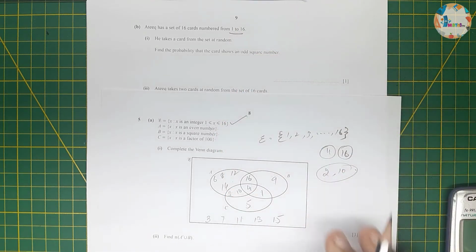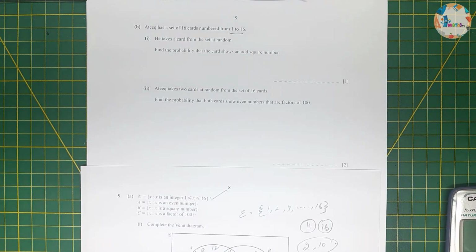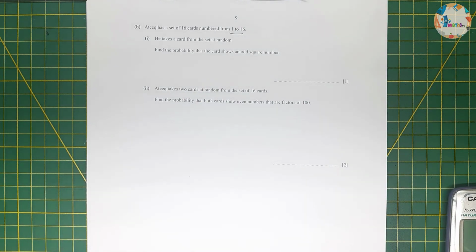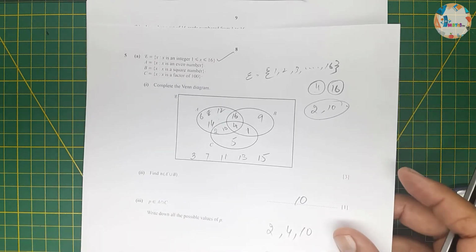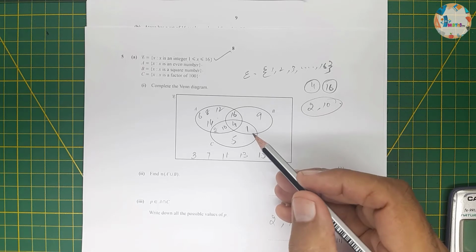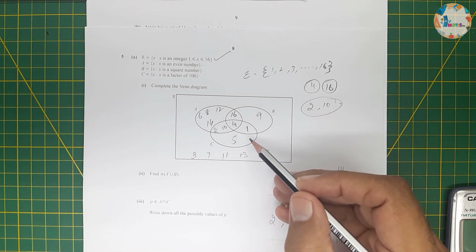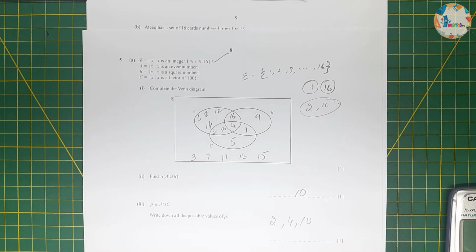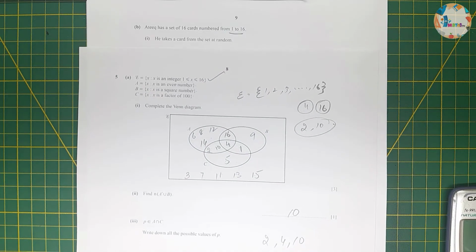Then they are saying B part: Atik has a set of 16 cards numbered from 1 to 16. He takes a card from the set at random. Find the probability that the card shows an odd square number. Odd square number, how many? So odd number and square number, we have to check for that one.